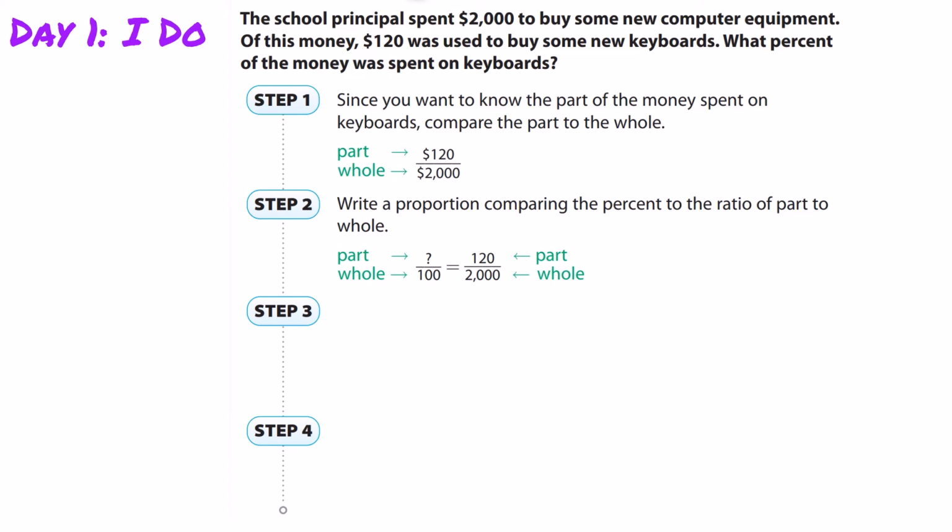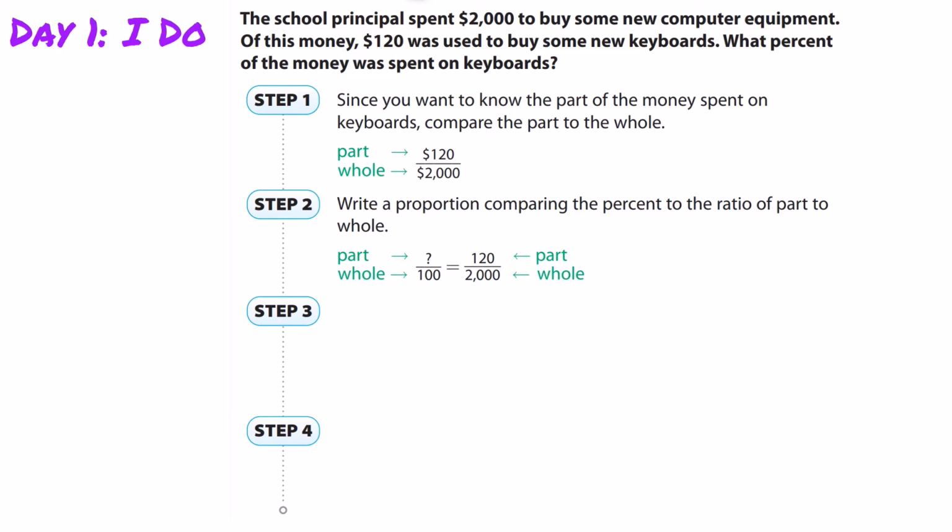When we set up a proportion, our parts have to be aligned, meaning that if we have parts in our numerator on one side, we need parts in our numerator on the other side. If we have wholes in our denominator on one side, we need wholes in our denominator on the other side. That's how we will keep it proportioned, and you need to label your proportion so you know exactly which one is your part and your whole. Now, we're looking for our percent, and we know that a percent is a fraction of 100, so our denominator will be 100. And this would be equal to our part over whole of 120 over 2,000.